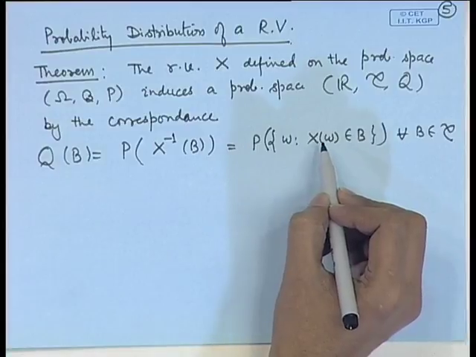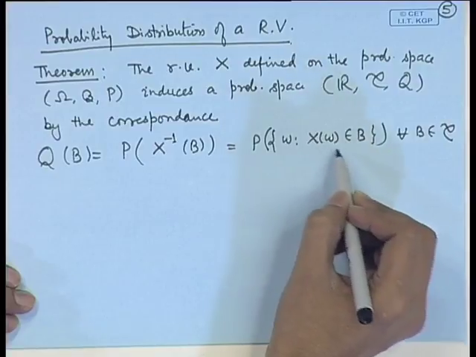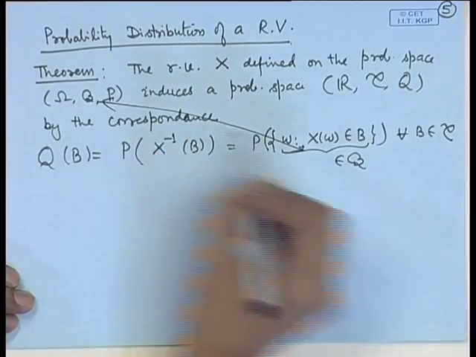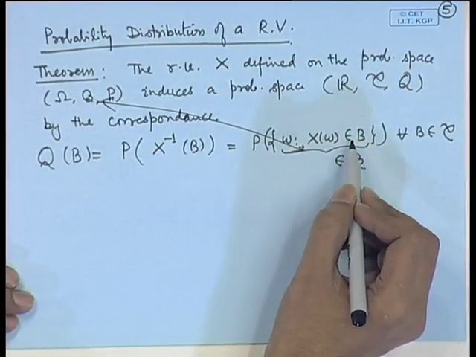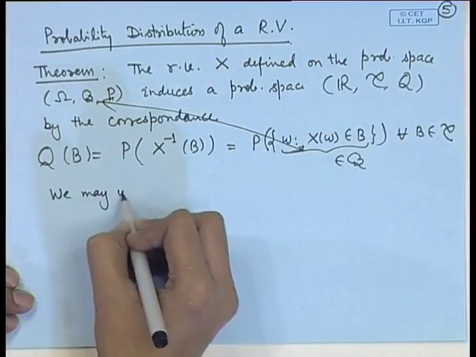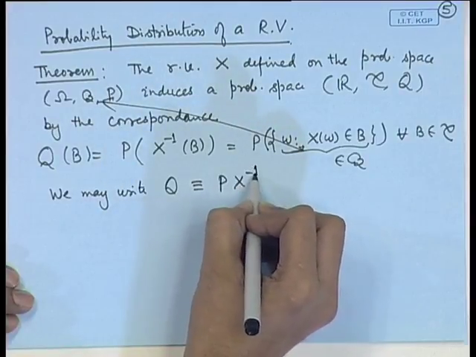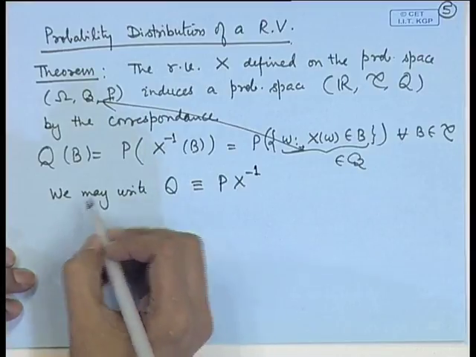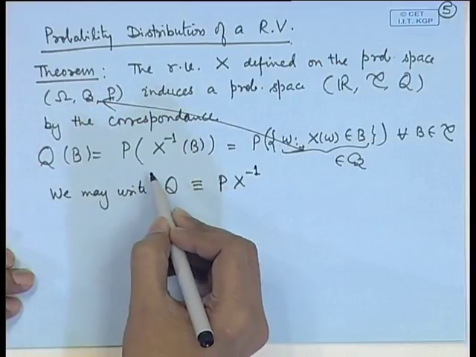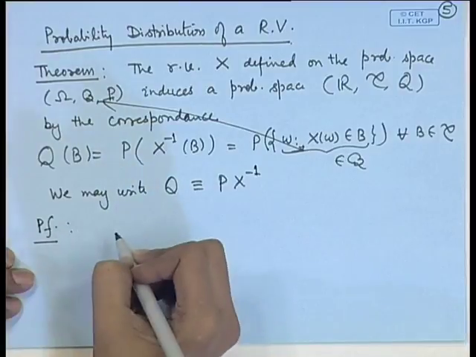Since X is a measurable function, therefore, this set belongs to script B here, and therefore, this probability is well defined. We may write Q as P X inverse. Now, immediately one should be interested to check whether it is a valid probability function or not. That means, it is satisfying the 3 axioms of probability. We claim that this is true.